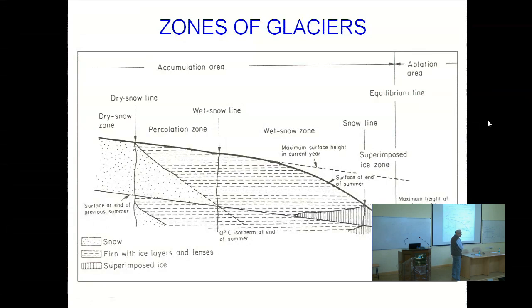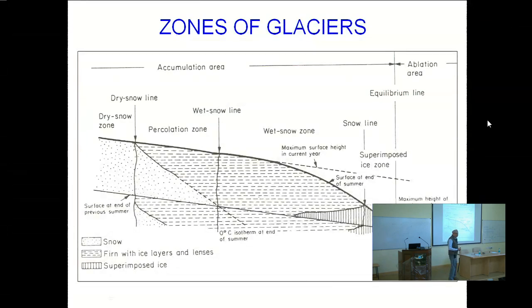And this is called the accumulation area essentially because it converts snow into ice. So it accumulates ice, and therefore it is called accumulation. But in between, you see, there is one more thing. What is it? It is called superimposed ice.